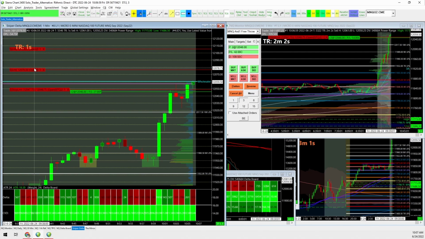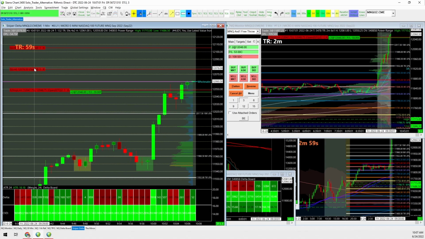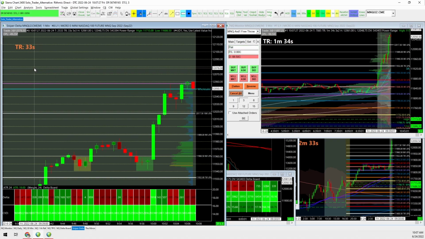Little battle zone up here. Starting to see our energy build around 1257. Could be buyers, could be sellers. Right back, there we go. And we're stopped out on the break even.